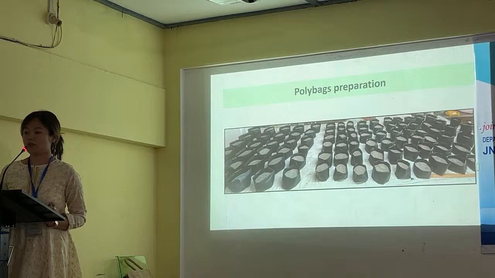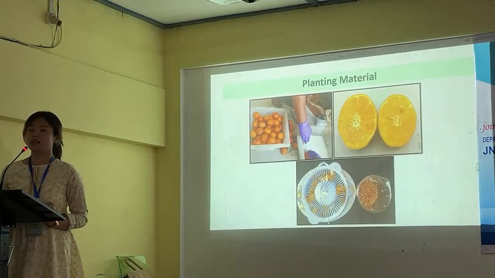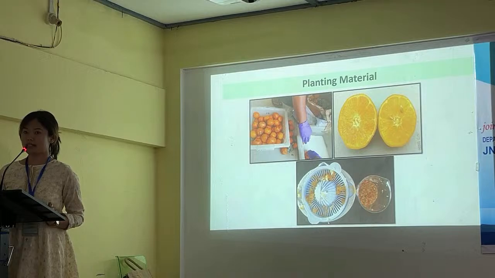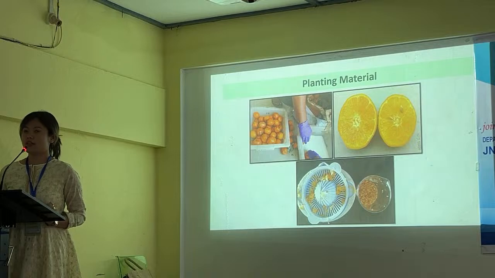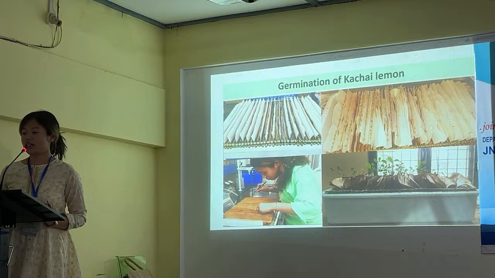These are the polybags which I prepared for planting the seedlings. For the planting material, I first extracted the seeds, and the seeds were soaked in Bavistin 0.5%, so that damping off, which is a nursery kind of disease, does not arise. For germination of Kachai lemon, I used a hydroponic type of method. I designed it using blotting paper held by a wooden frame, and in the tray I put a nutrient medium called Hoagland nutrient medium. Hoagland nutrient medium is nothing but a solution made of major and different minor nutrients.